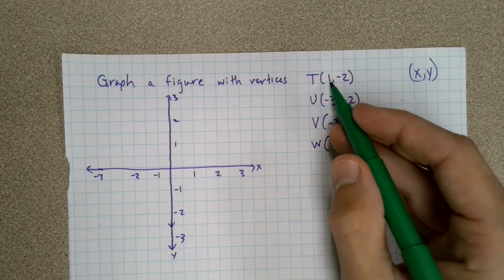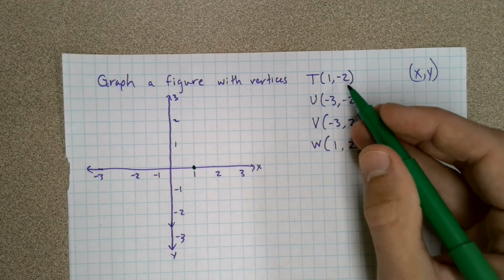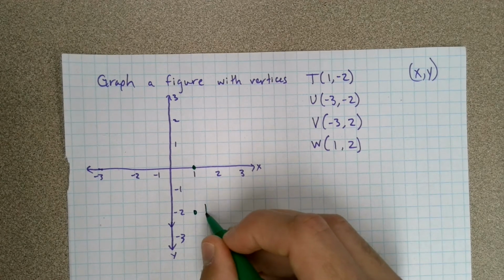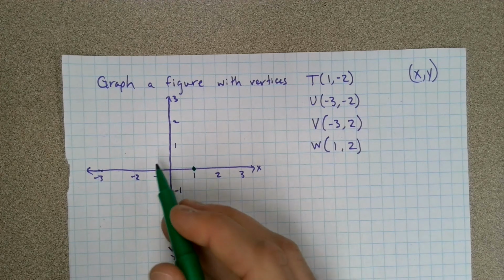So I'm looking at my X's. I have T is 1. So I got 1 right here. And its Y is -2, which I know is up and down. Right here we have T. Perfect. Our next one we have U. We start with our X is -3.